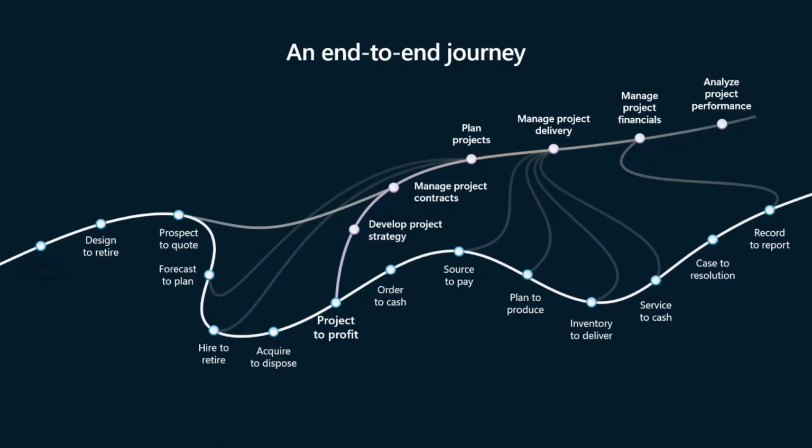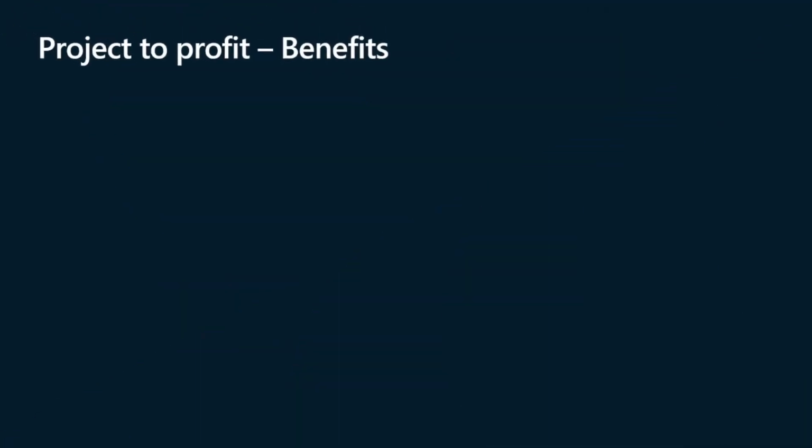This business process consists of 6 L2 business processes: develop project strategy, manage project contract, plan project, manage project delivery, manage project financial, and analyze project performance. We'll explore each of these processes in detail throughout the presentation. Now let's talk about the key benefit of Project to Profit.